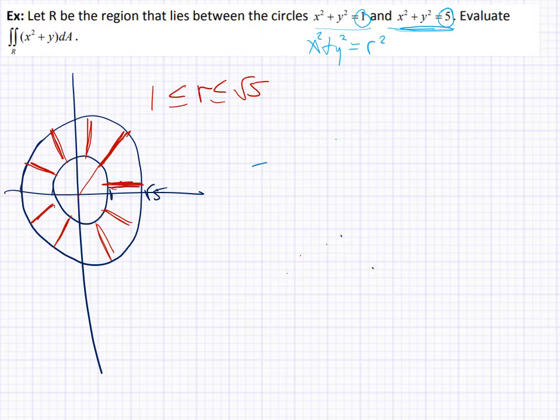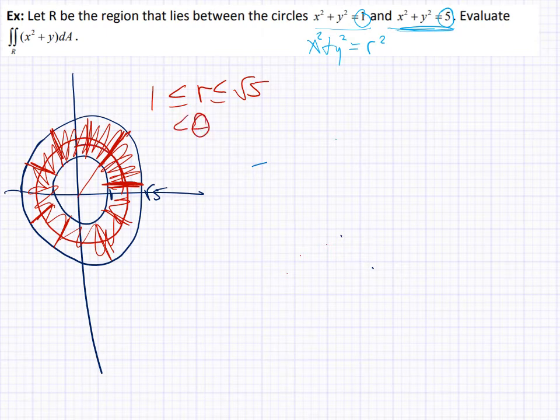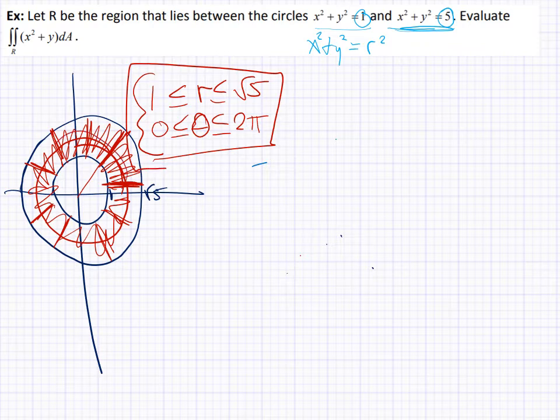Now, once I have that radius, I need to fill in the donut all the way around. That's the amount of rotation that radius would have to take. That's my theta. In this case, theta would go between 0 and 2 pi. So I can define this region really easily with r's and thetas all at once, whereas if I had to do x's and y's, I would have to do it in 4 separate chunks. So this is why polar coordinates work so well here.